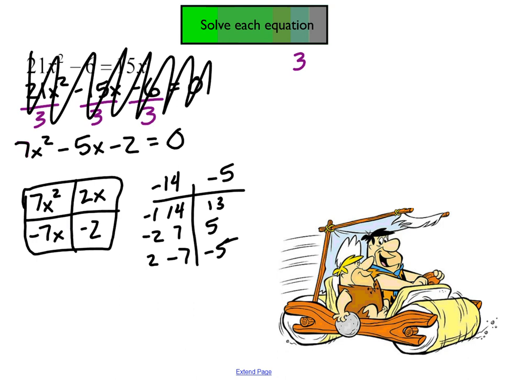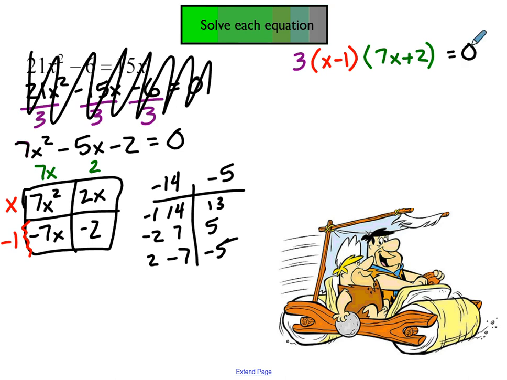My top row, my GCF is x. My bottom row, my GCF is going to be negative 1. X times 7x gives me that 7x squared. X times 2 is going to give me that 2x. So here I have x minus 1. Here I have 7x plus 2. That whole thing is once again equal to 0.